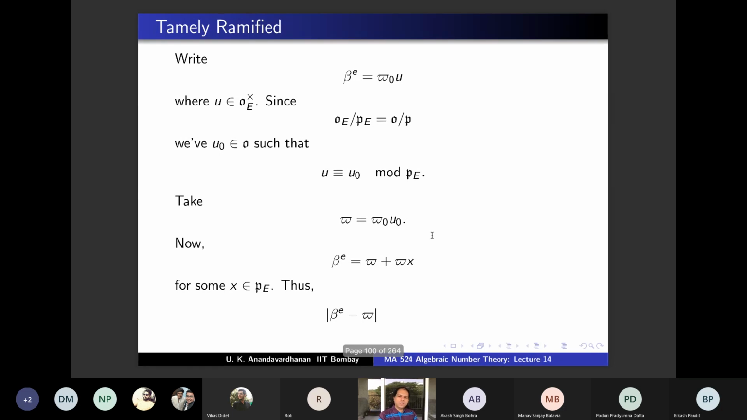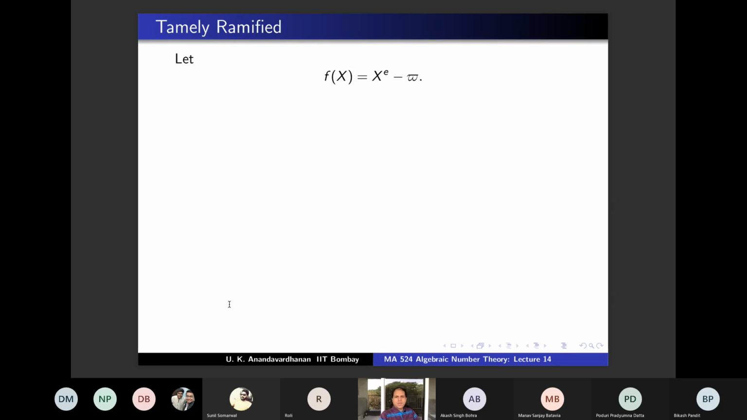This is what you get. And the corollary to this is, if you take pi beta power e minus pi, what is its absolute value? Because x is in PE, what is the absolute value of x? Absolute value of x is strictly less than 1. And pi beta power e minus pi is pi x. Absolute value of x is strictly less than 1. Therefore, this is strictly less than the absolute value of pi. Agree? This minus this is this, and the absolute value of this is strictly less than the absolute value of pi because x belongs to P. Okay? So keep this in mind, and to continue, consider this polynomial x power e minus pi.